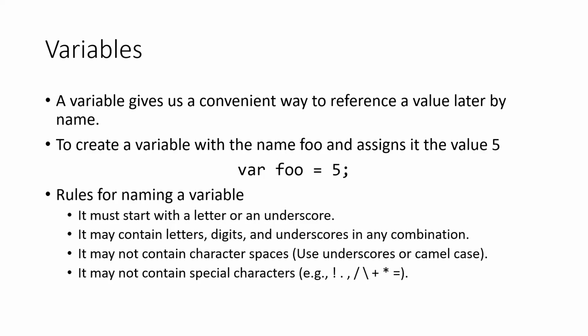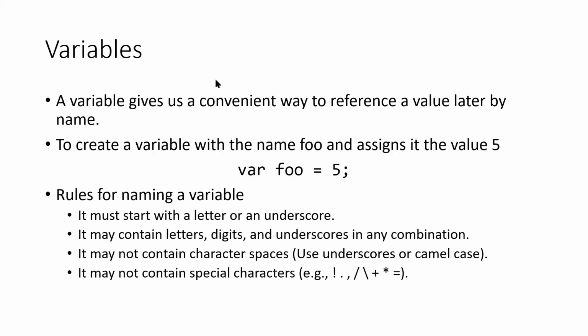So when you name a variable, you have to follow a set of variable naming conventions. In this particular case, you have to start with a letter or underscore, and then you can have digits, letters, and underscore in any combination. You cannot use spaces. Instead of that, you can use underscores or camel case when you want to create a variable. And you also can't use any special characters, right? So keep this in mind when you're creating variables in JavaScript.